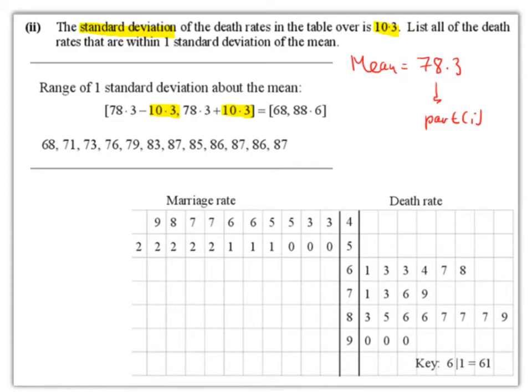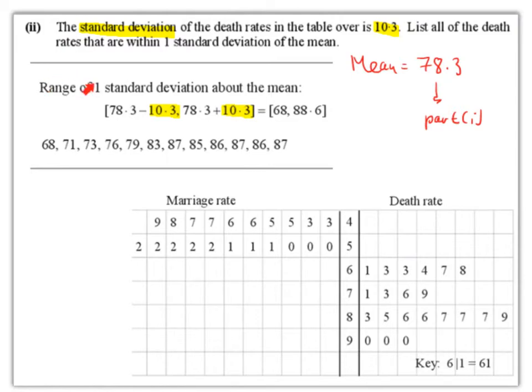We worked out that the mean was 78.3. We worked that out in part 1. This was for the death rate. So what we did was add all these values together and divide by 21 because there's 21 of them. And we got 78.3 rounded off to one decimal place.